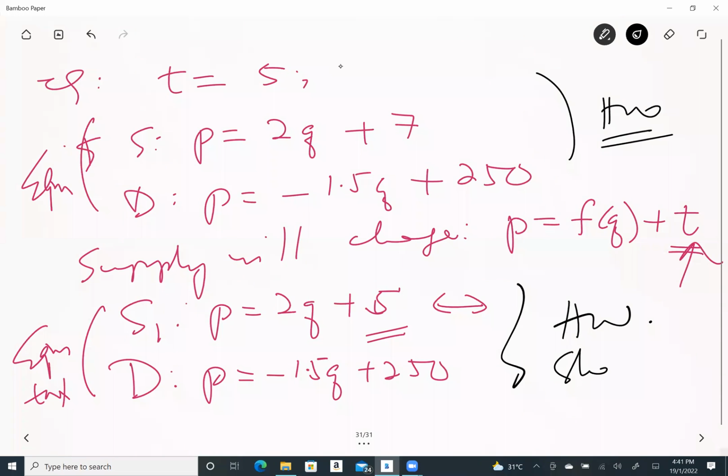Okay, and let's sketch the graph. You can see the effect on the price and the effect on the quantity. And that will be on page 108. So for that part, you can do some practice questions.